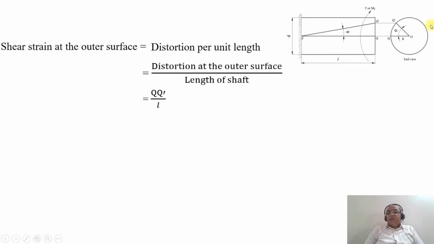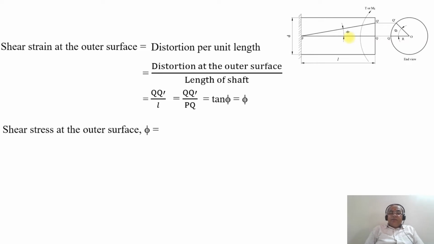The distortion of the outer surface is QQ dash, which is nothing but Q dash Q by L, small l. That is QQ dash, what is the length? It can be QQ dash by PQ, which is equal to the length of the opposite side by the adjacent side, therefore which will be equal to tan phi, which is approximately phi.